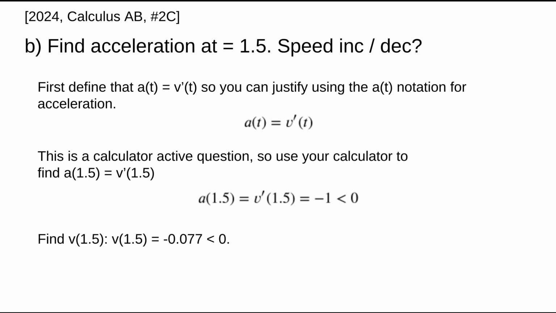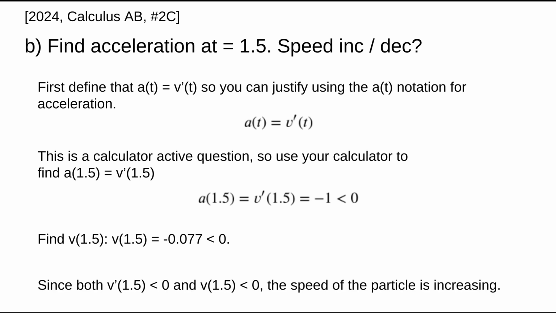Now to answer that question, we know that the acceleration at t equals 1.5 is negative. We also need to know the value of the velocity at 1.5, but since it's a calculator active question, we can just evaluate the function at 1.5 using our calculator. It's negative 0.077, which is also less than 0. And then because acceleration and velocity at 1.5 are both negative, they have the same sign, which is an indication that the speed of the particle is increasing.